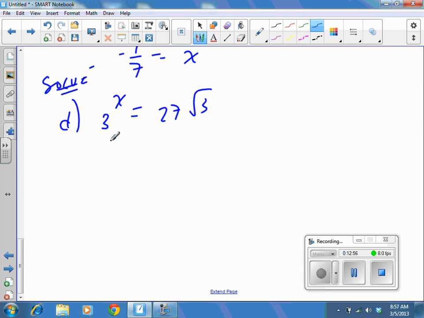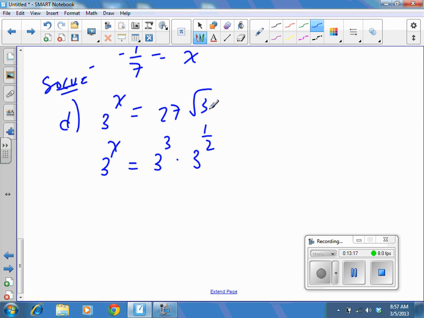Okay, so now I know what I'm doing. I'm trying to make the bases the same. So I'm going to base 3. Why base 3, you might ask? Because there's a 3 there. So it's very simple stuff. 27 is 3 cubed. Now I'm going to go to base 3. That's 3 to the power of 1/2.